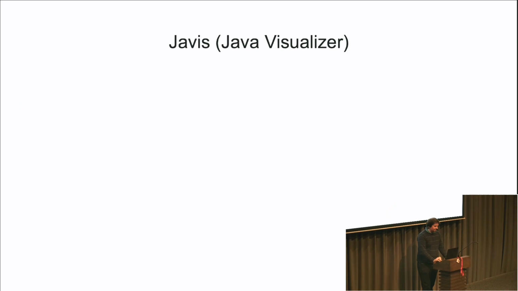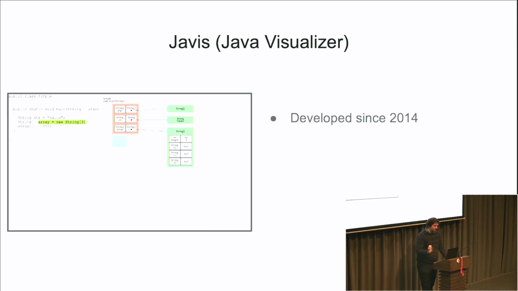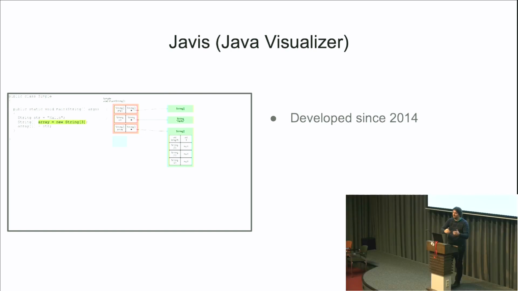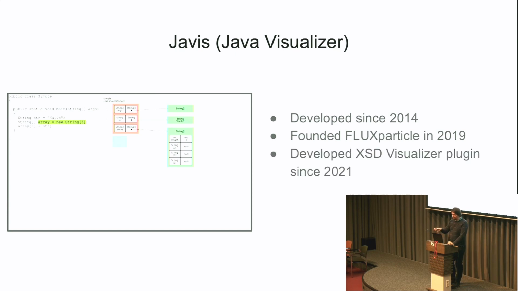In 2014, I started creating a visualization tool for my programming classes, so I could visualize what's happening inside the computer while a Java program is running, so that the attendees could understand the concepts of pointers and references and so on. And in 2019, I founded my company Flux Particle. And in 2021, I started developing an XSD Visualizer plugin, which I want to present today.